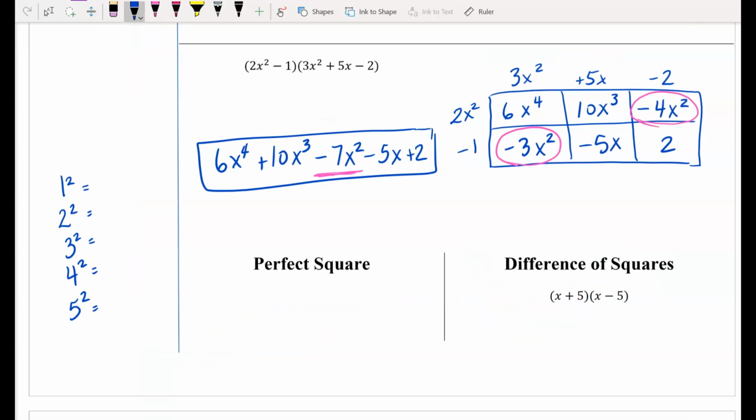Perfect squares happen when you multiply a number by itself. So if I have 1 squared, that's 1 times 1, which is 1. 2 squared is 2 times 2, or 4. 3 squared is 3 times 3, or 9. 4 squared is 4 times 4, 16. 5 squared is 5 times 5, 25. And of course we could keep going forever.